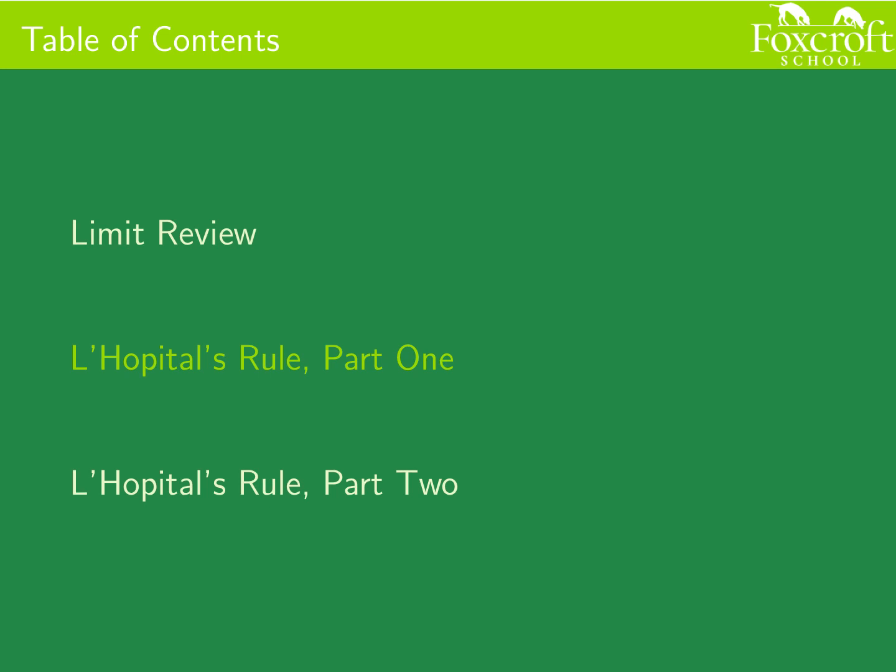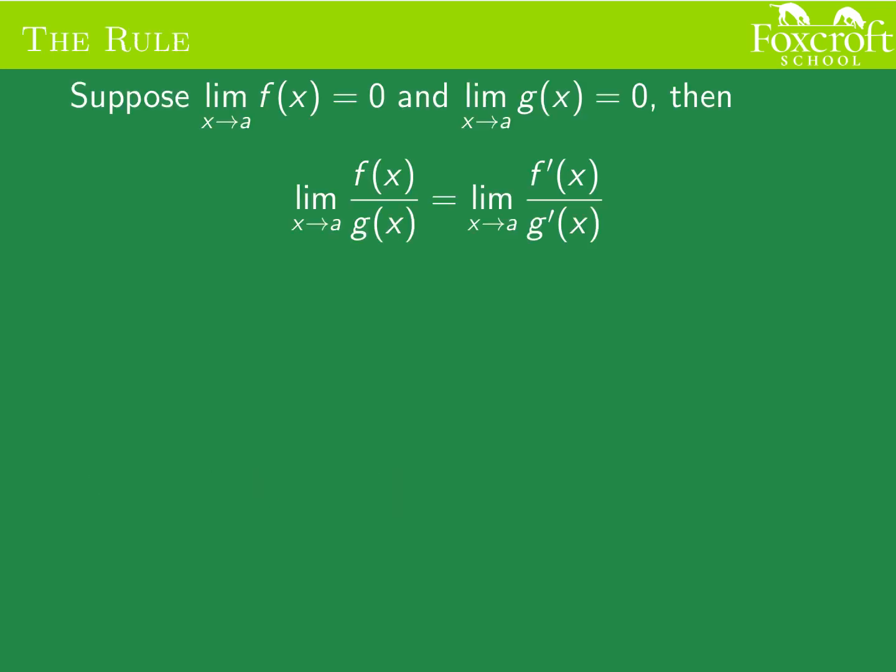All right, and we'll break it down into two different parts. So what does this rule say? It says, suppose the limit of your top function, this is what we're going to end up evaluating here, we're trying to find the limit of this fraction. If the limit of the top function is 0 and the limit of the bottom function is 0, then instead of evaluating the limit of these original functions, we can actually do the exact same limit, but we use the derivative functions instead.